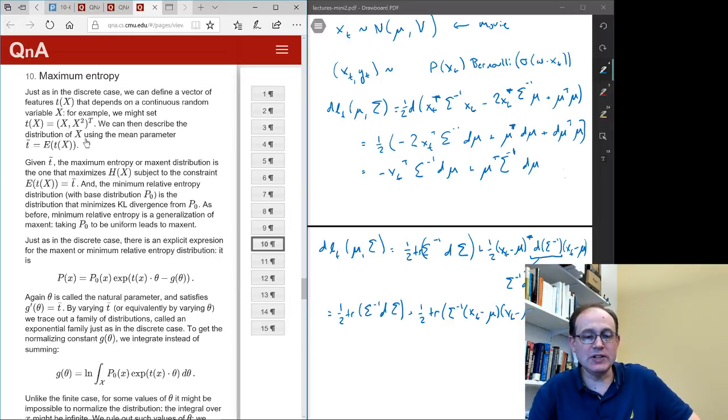And then we describe the distribution of x using the mean parameter, which is t bar, the expected value of t of x. Given this mean parameter, we define a distribution by saying we're going to pick the one with maximum entropy, subject to the constraint that it has the given vector of moments. Similarly, for minimum relative entropy, we can minimize KL divergence to a base distribution P0.